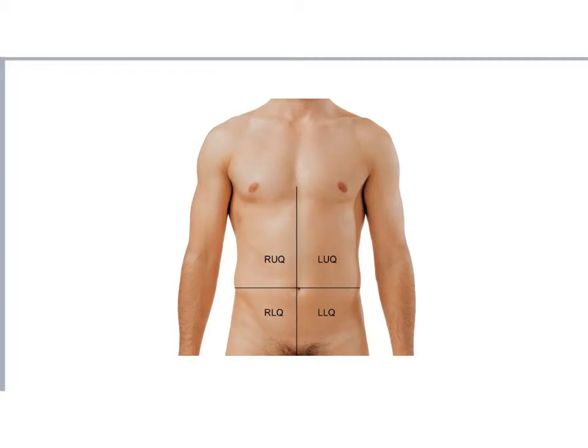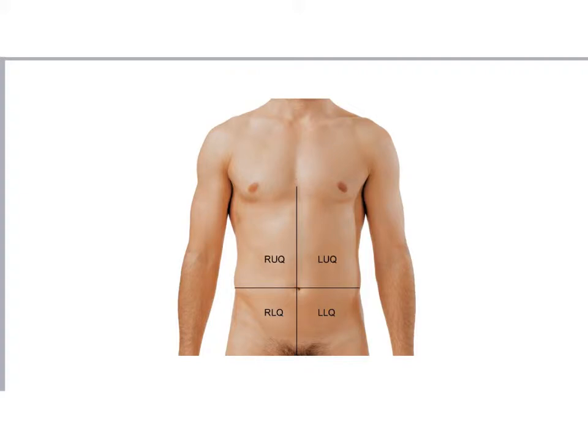Now that you've reviewed the normal anatomy and physiology of the abdomen, let's make it specific to health assessment. One of the first things we need to do is figure out a standard way to talk about the abdomen when we're charting or talking to our colleagues. So most people divide the abdomen into these 4 quadrants. We have the right upper quadrant, the left upper quadrant, the right lower quadrant, and the left lower quadrant.